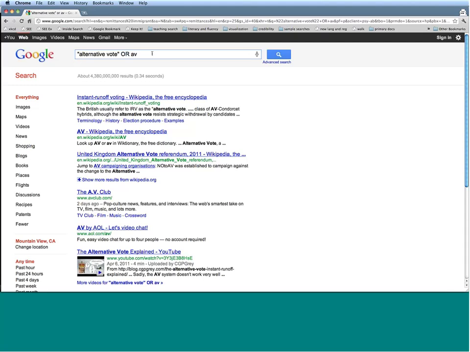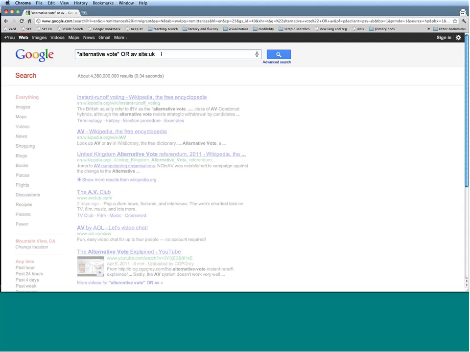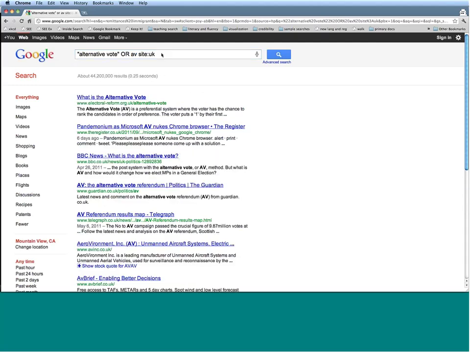I don't want to find alternative and AV or alternative and vote. I want the phrase alternative vote or I want AV. And then what I'm going to do, and we're going to talk about this more next time, is use an operator called site with UK to say that right now I just want information that comes from the UK. As I look here, I can see that each web address is .uk. So I'm looking for sites coming from the UK that have alternative vote or AV on them.